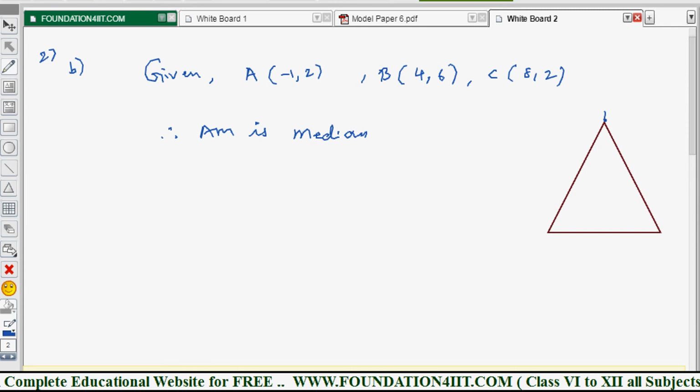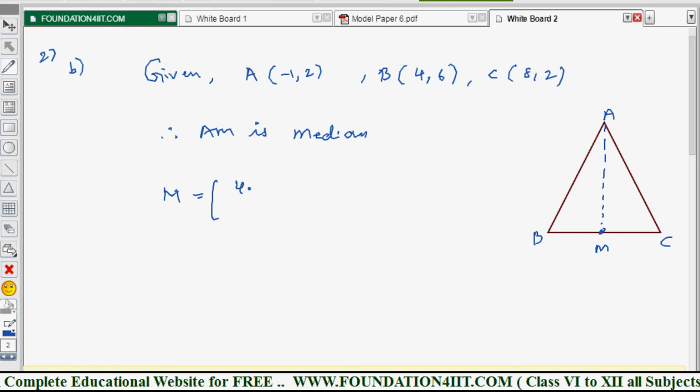Let's take triangle ABC. The midpoint of BC is M. Therefore, AM is the median. M is the midpoint of BC because AM is the median. Then we can find M: M is equal to the midpoint of BC.